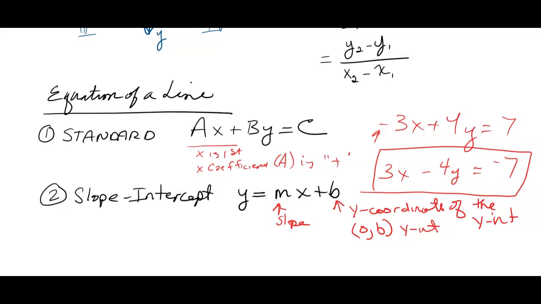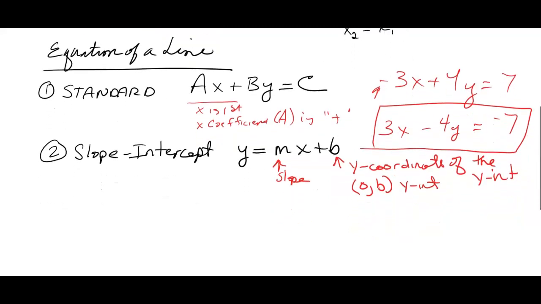You can take any equation in standard form and rearrange it to look like y equals mx plus b just by doing some simple algebra and solving your equation for y. So what would that give me? I'm going to move the 3x over to the other side. That gives me negative 4y equals negative 3x minus 7. And then I'm going to divide everything by negative 4.